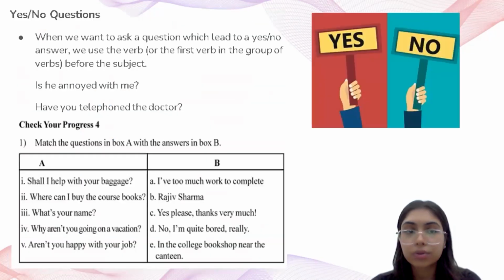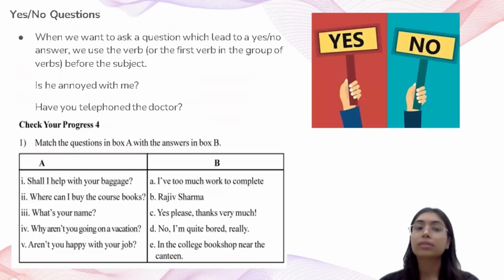Turning your attention to now yes no questions. So yes no questions quite objective in nature, they lead to just yes and no responses. We use just verbs, very first verb, the groups. Okay, like is he annoyed with me. Okay, so you will answer yes or no. Okay, have you telephoned the doctor, answer could be yes or no.